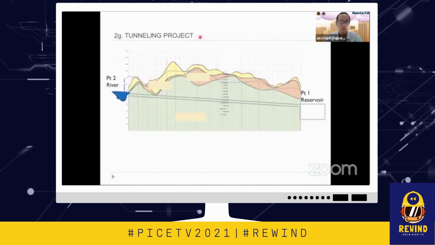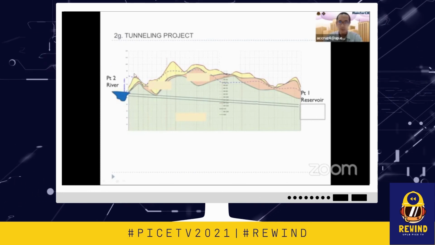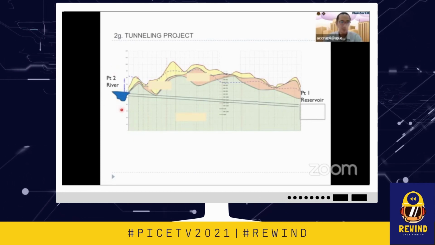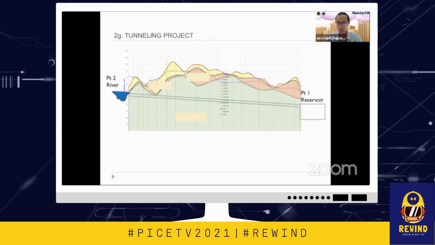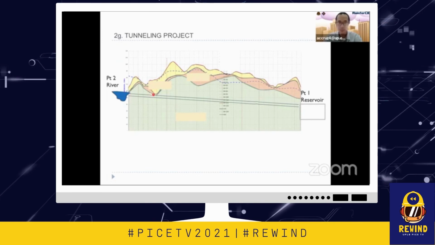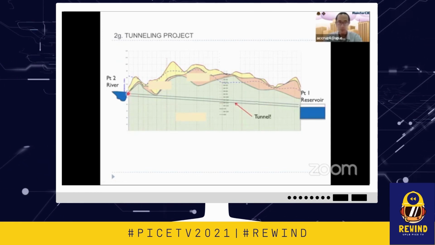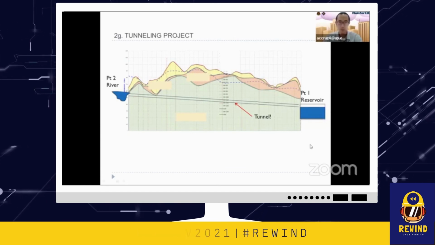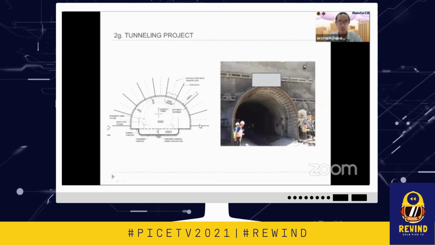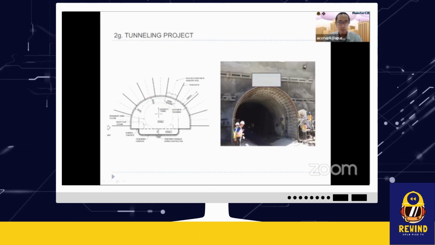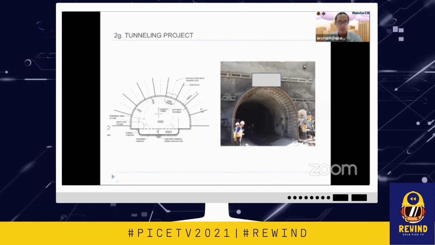Okay, so this one is a tunneling project. The point of the tunneling project is to convey water along this river through this reservoir. So how do we do that? We build a tunnel to convey water from this point to this reservoir. This is a section of the tunnel, the aqueduct tunnel. And this is what it actually looks like.